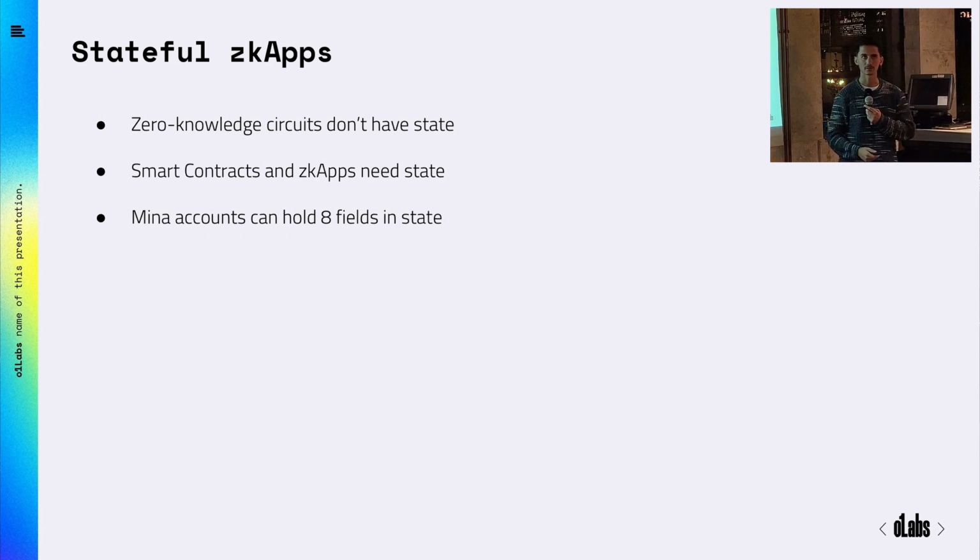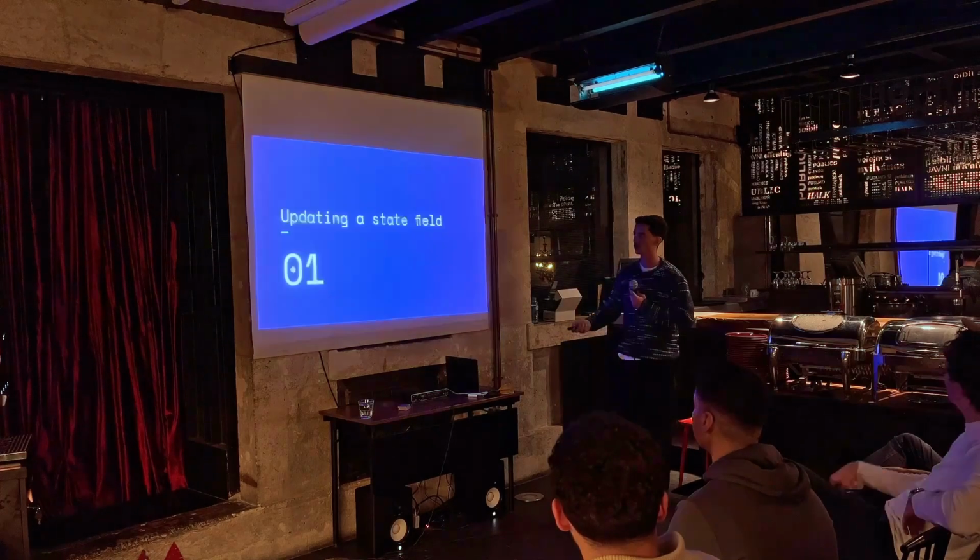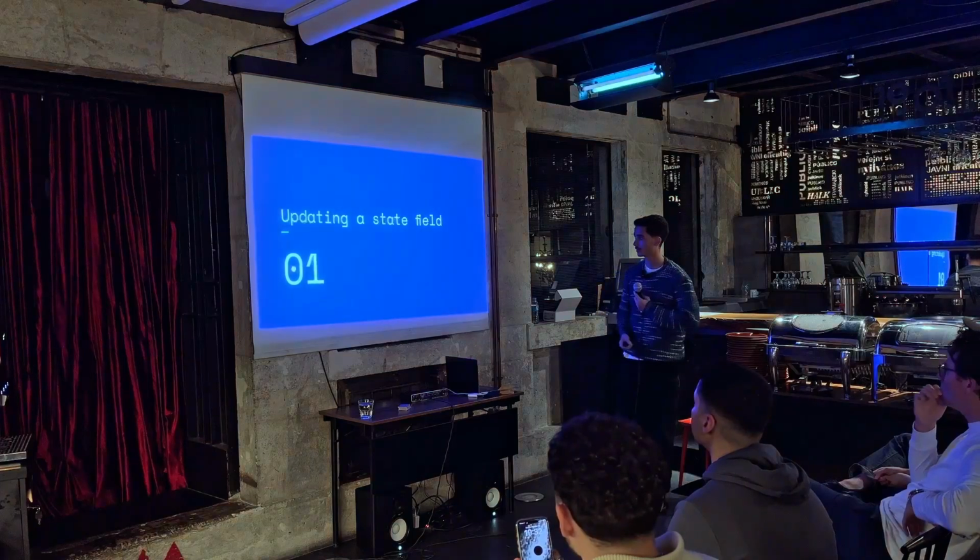But there are some problems. First, 8 fields is not enough to hold a mapping. And then, since everything is proved, we have some problems that other blockchains don't have, because in Mina everything is proved. Some others don't prove everything, but we do. So we do have these problems, but we have solutions too.